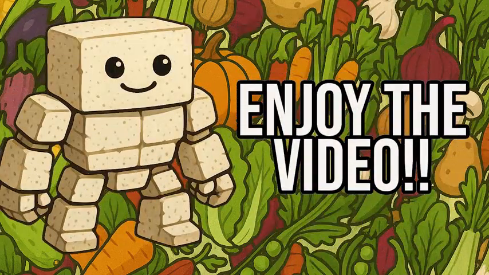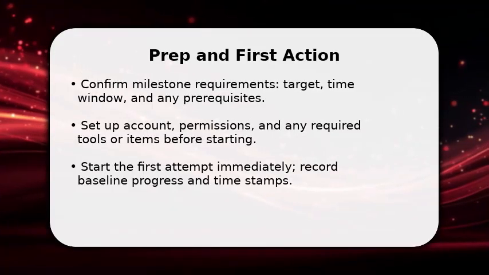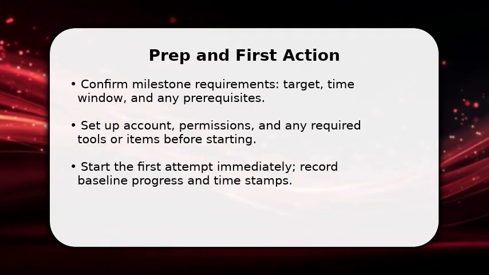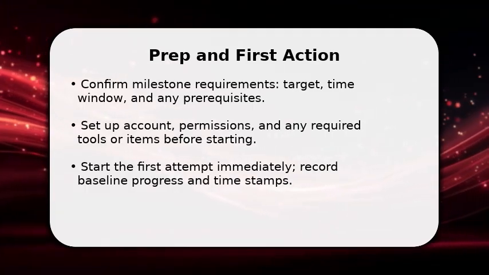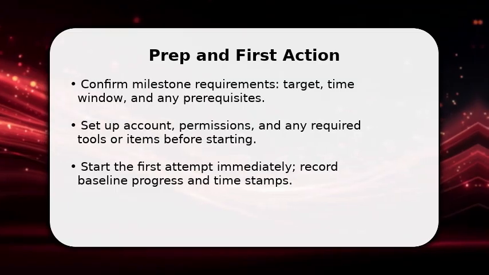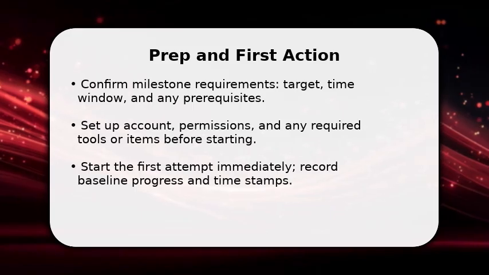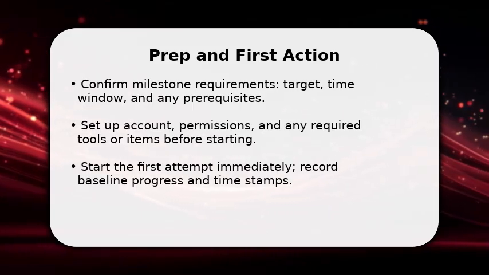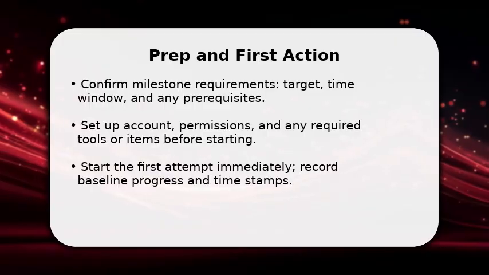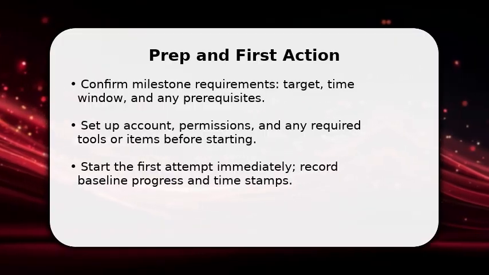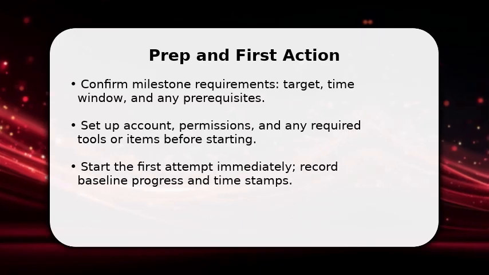Please enjoy the video. You begin by verifying exact milestone conditions so you don't waste attempts. Once you confirm requirements, prepare your account and the required items. This prevents delays mid-run. Start the first actionable attempt now. Execute the minimal sequence that counts toward the milestone, log the time, and watch for errors.